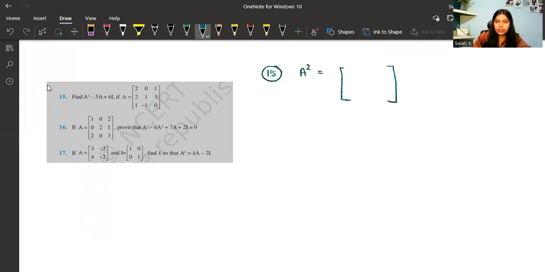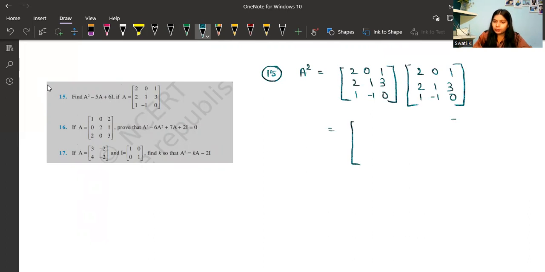So A times A, right? So this is 2, 0, 1. This is 2, 1, 3. This is 1, minus 1, 0. Same thing, 2, 0, 1, 2, 1, 3, and then 1, minus 1, 0. So what do we need to do? We need to simplify this. That means we need to find the product.